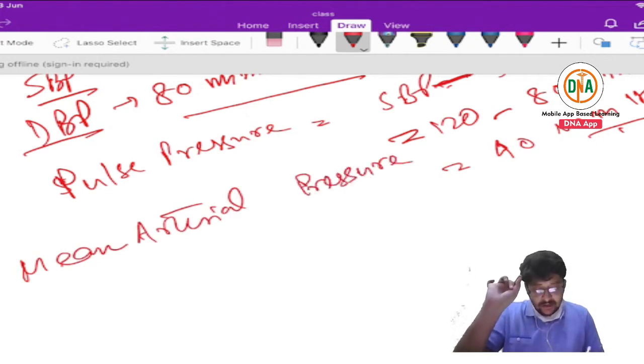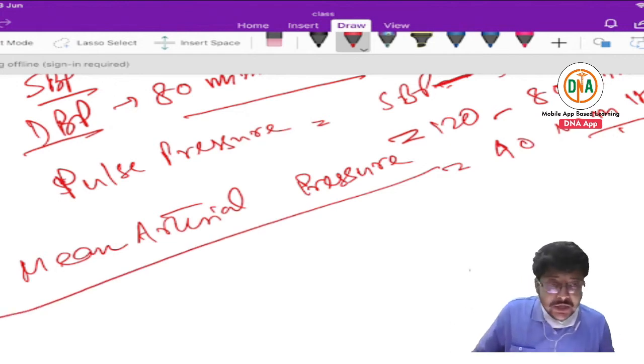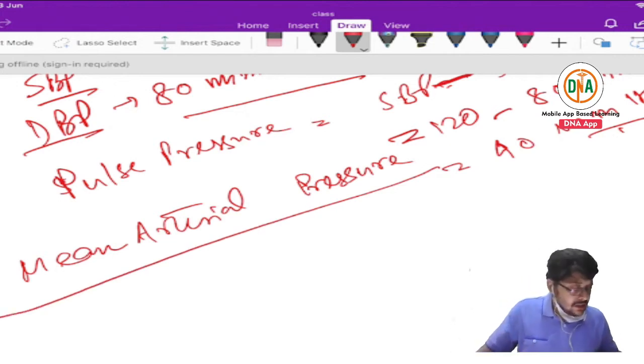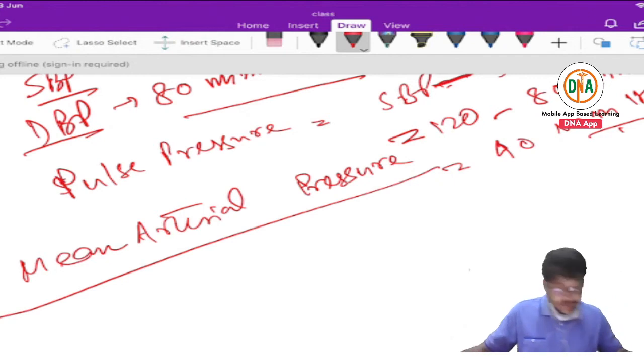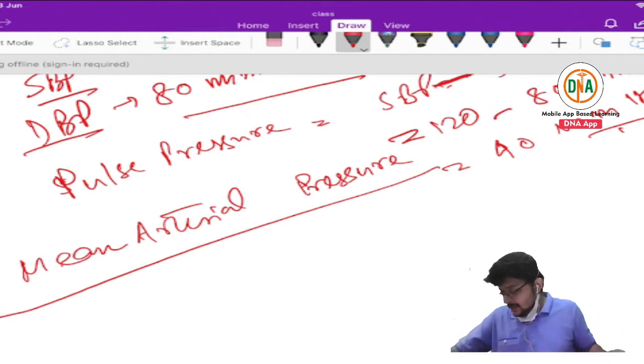So quickly send me the mathematical expression of mean arterial pressure in 30 seconds. I shall be waiting and then I shall explain it. Anyone knowing mean arterial pressure?